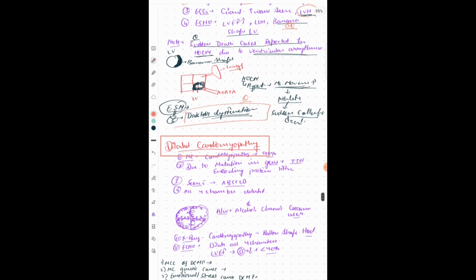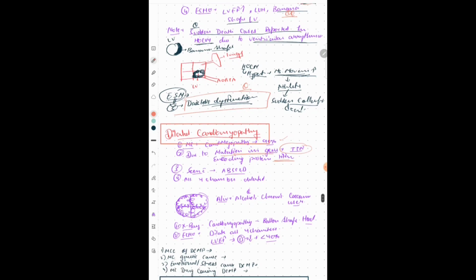Let's discuss our written part. Dilated cardiomyopathy is the most common cause of cardiomyopathies. The genetic cause is a mutation in the gene encoding the titin protein. We have learned ABCD: alcohol, B for beriberi, C for Chagas disease and Coxsackievirus, C for cocaine user, D for doxorubicin, and all four chambers are dilated in this.